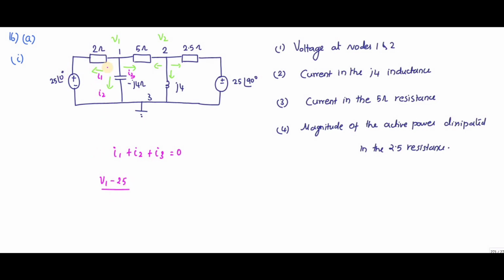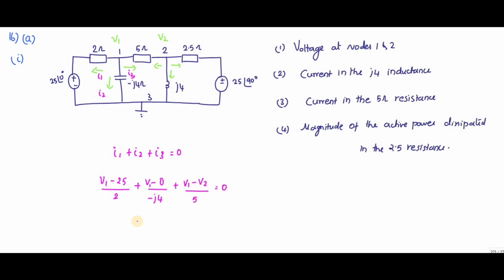So I1 starts from V1 and ends at 25, so V1 minus 25 divided by the resistance value 2. Plus, what is I2? I2 starts from V1 to 0, and the impedance here is minus j4. Likewise, I3 is V1 minus V2 divided by 5. That is equal to 0.